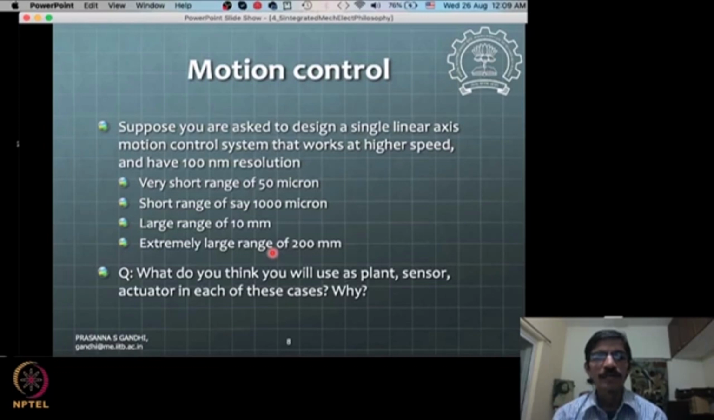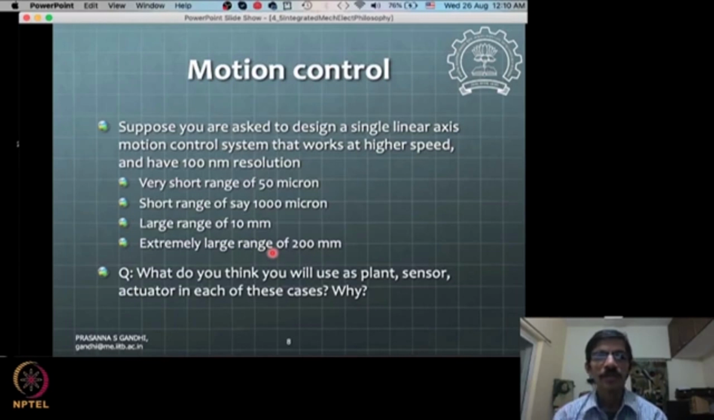So let's say you are asked to design a single linear axis motion control system, or mechatronic system, that works at higher speed and has a 100 nanometer resolution. Now we have a feel for what 100 nanometer is. You remember we talked about this while discussing the CD-ROM. We have a 1.6 micron spacing between the tracks of the CD, and we need roughly this kind of positioning accuracy.